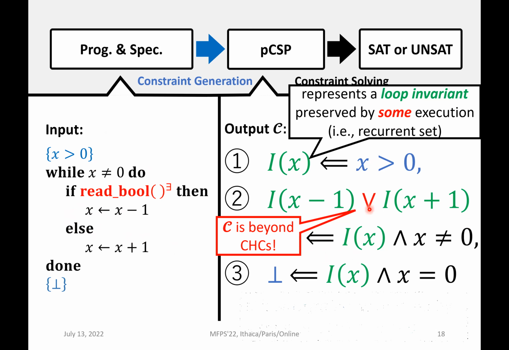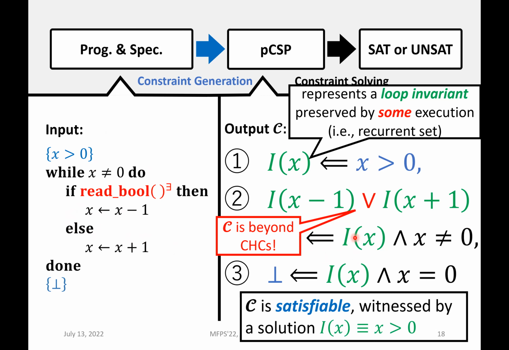And indeed, the set of constraints is satisfiable. For example, we have this solution. So X can be maintained to be positive if we, for example, always take the else branch by always returning false.